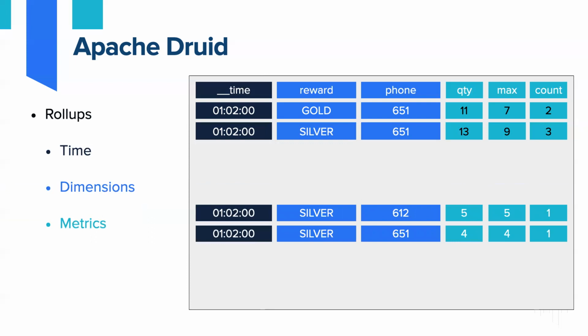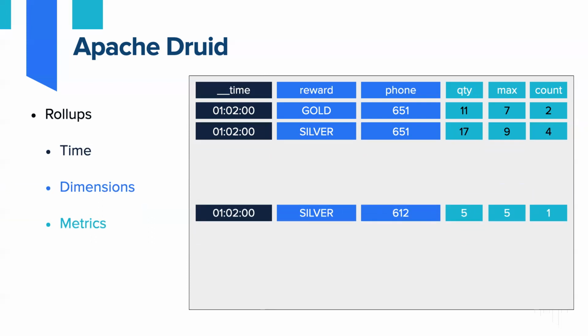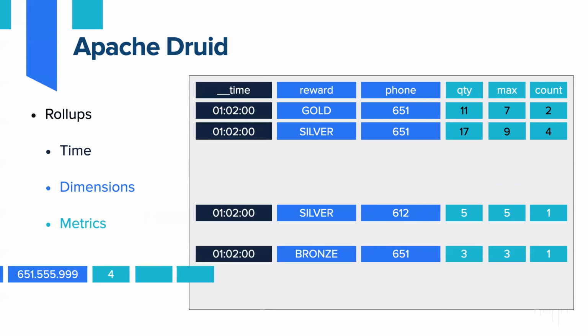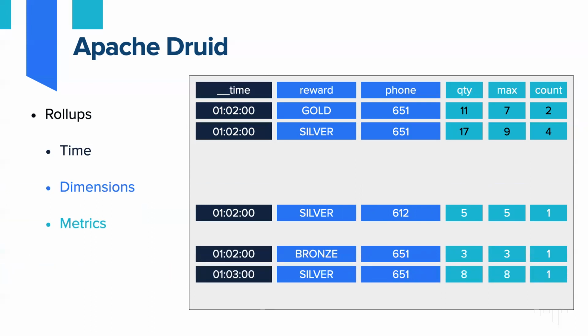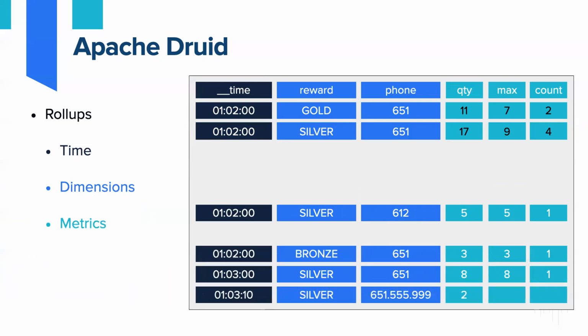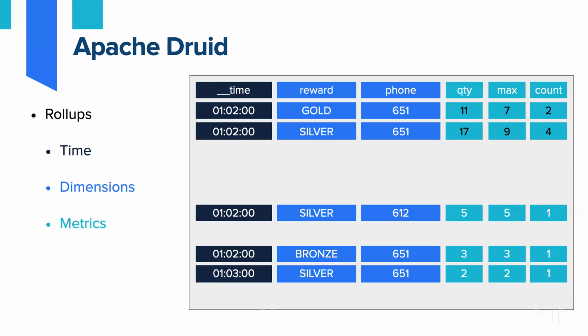It doesn't matter. It can jump the line. Rollups don't care because all the times are now identical, and it can be rolled up into that top one. I keep going with this. Bronze is new. Silver 651 is now a different time. It can't be rolled up. This new silver came in. It can be rolled up.